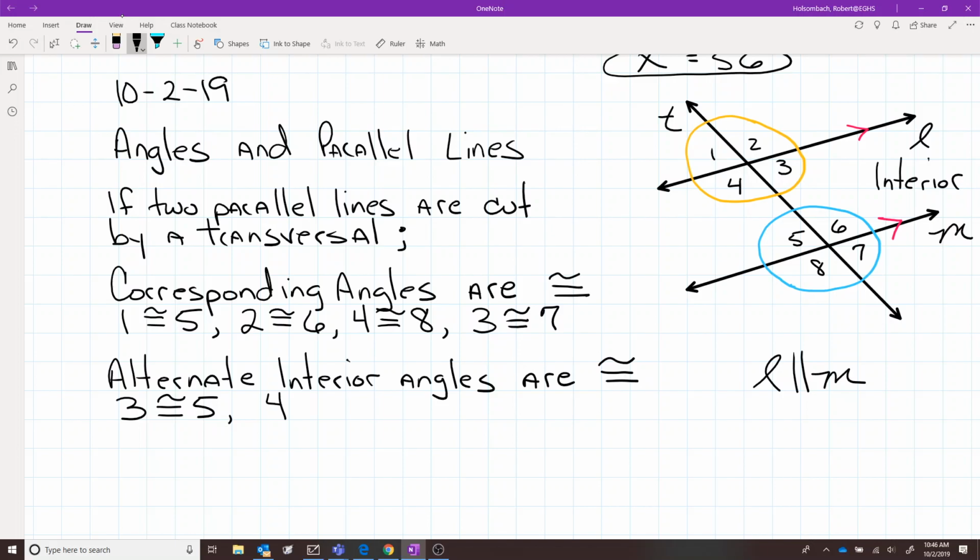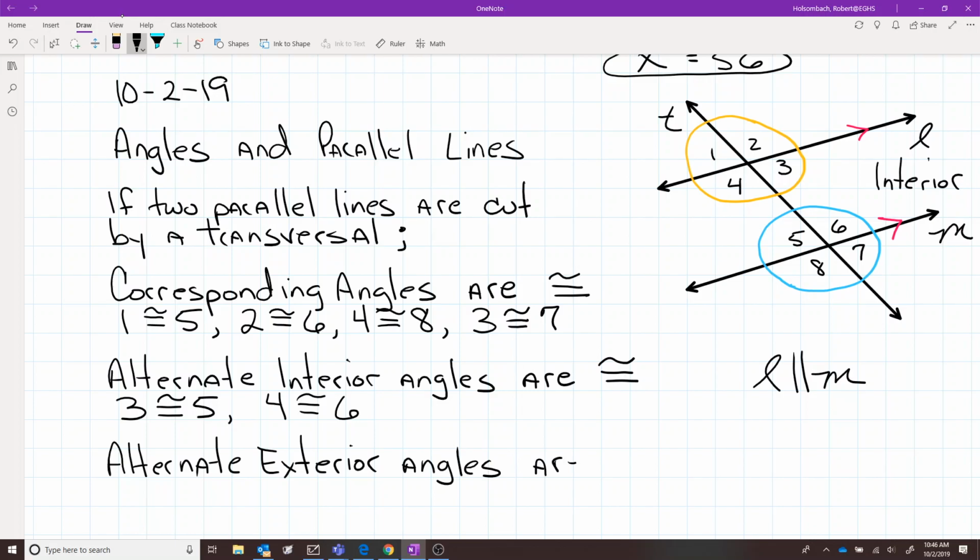And angle 4 is congruent to angle 6. They're on alternate sides of the transversal, T, and they're in the interior of the parallel lines. Alternate exterior angles are congruent.